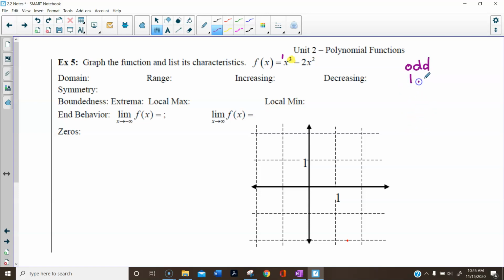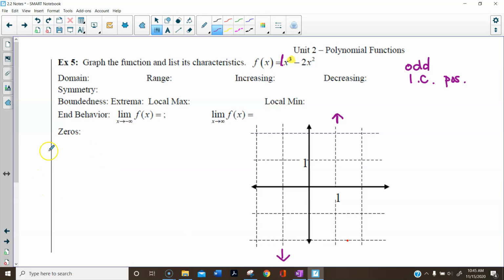The leading coefficient, there's no number in front here, so basically that's a 1. The leading coefficient is positive. Because of that, it's just like my other graph. The right side will go up and the left side is going to end going down.